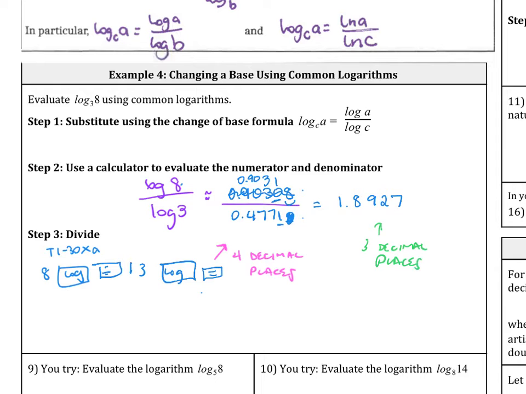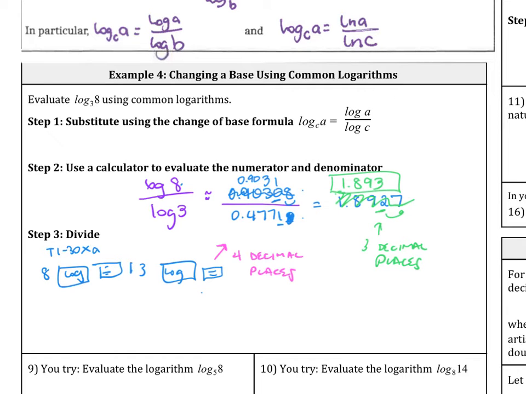Okay, 3 decimal places. So if we're looking at the 3rd decimal place here, then you look 1 more over, it's a 7, so that is larger. So therefore, the 2 rounds up. So therefore, this number is 1.893. Okay, so just kind of showing you how to round here.